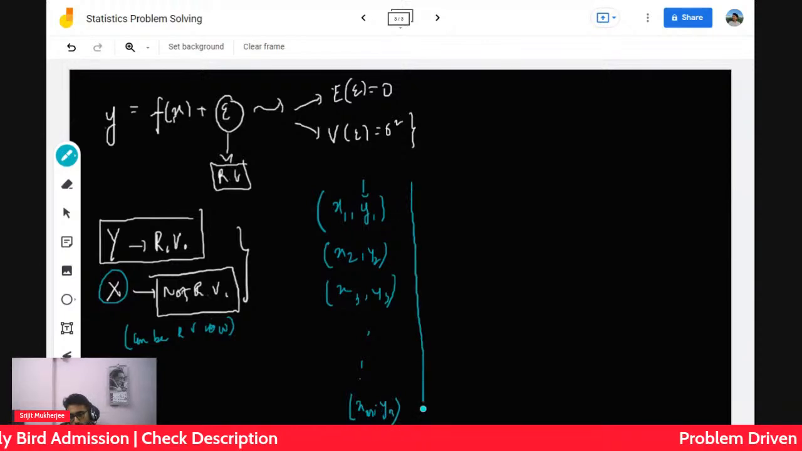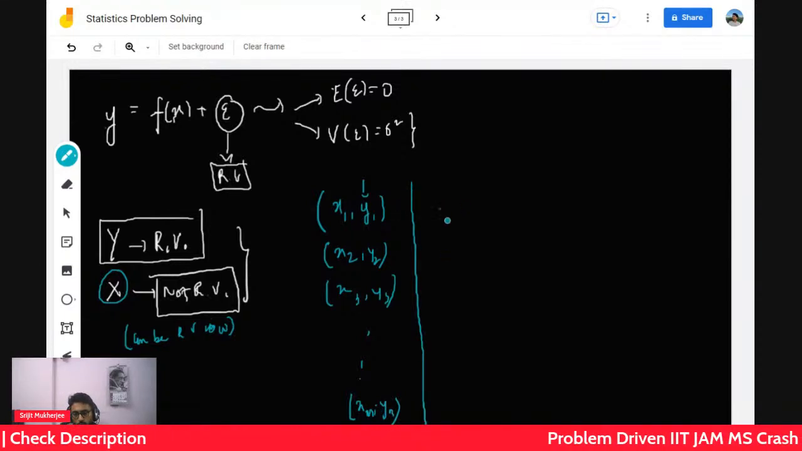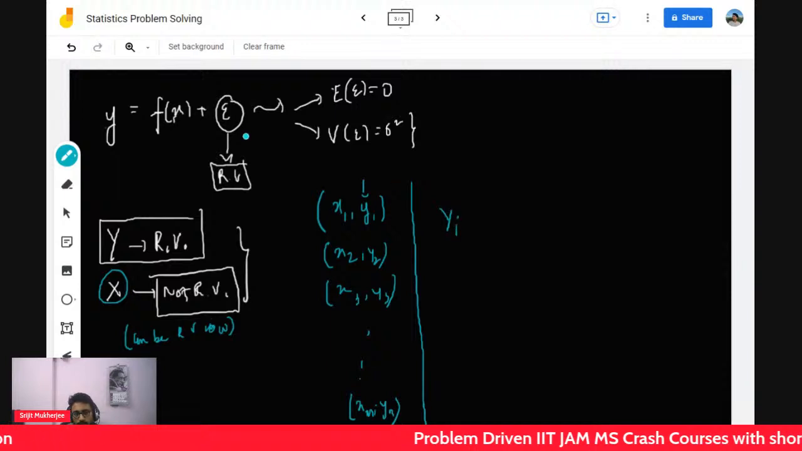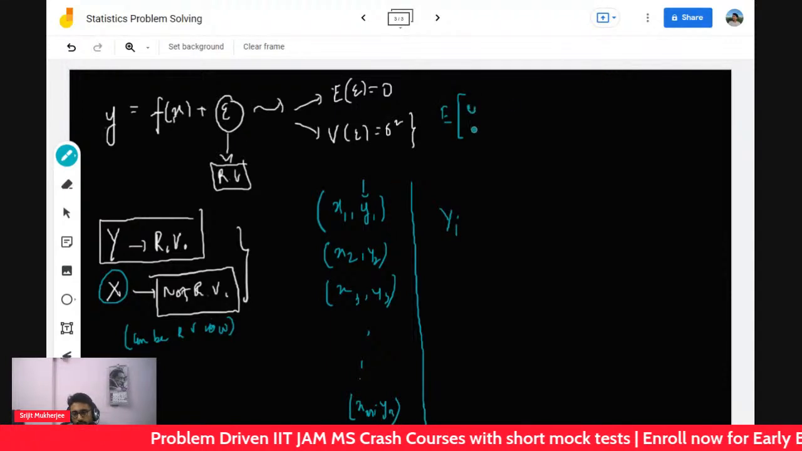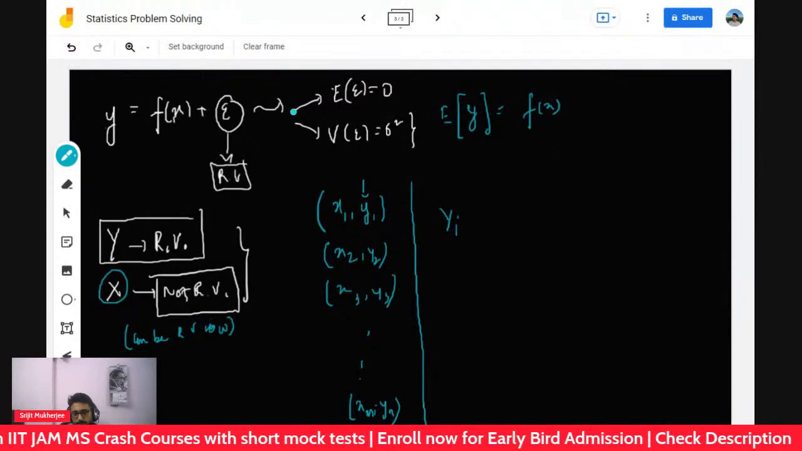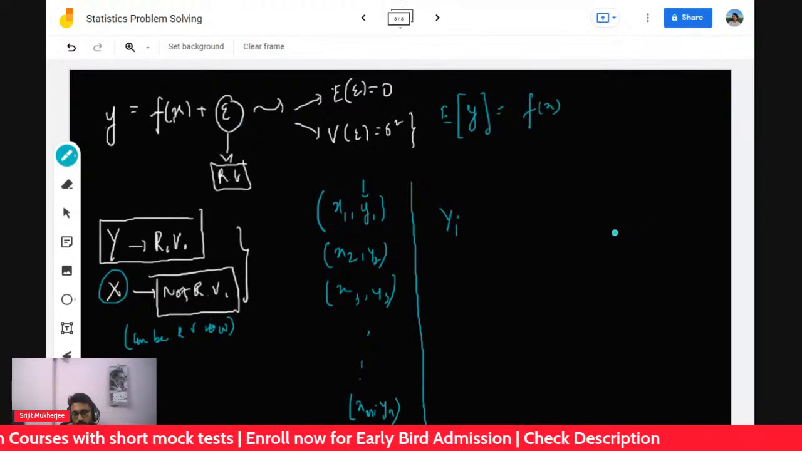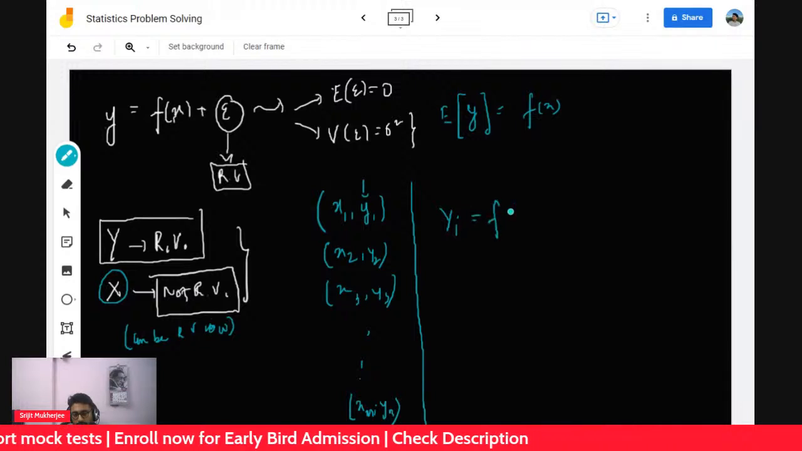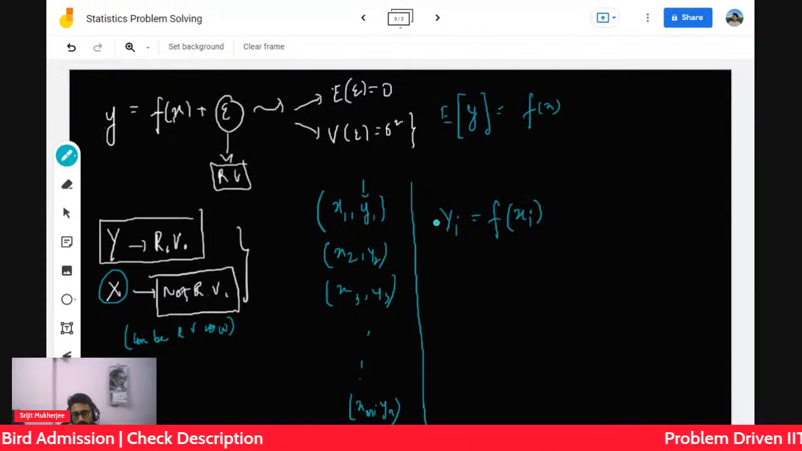So if you think about it now, what is the expectation of y_i? The expectation of y is nothing but f(x), since the expectation of epsilon is 0. So therefore the expectation of y_i is nothing but f of x_i. Do you understand this?